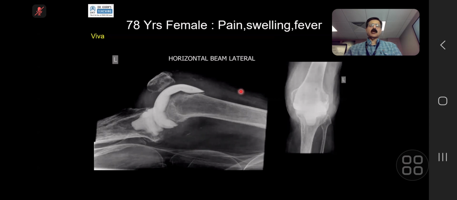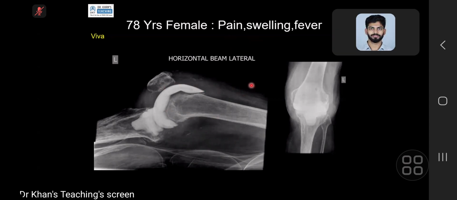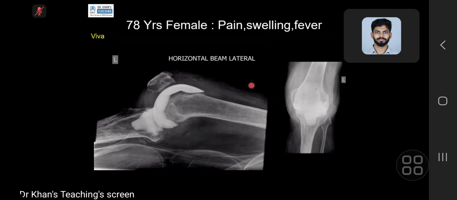48-year-old, of course, has pain, swelling, fever. Over to you. Provided lateral and frontal projection of the knee joint, 78-year-old female patient, presenting with pain, swelling, and fever. I can see the post hip replacement processes. There is an ill-defined lytic area, a permeative lytic lesion involving the proximal tibia.